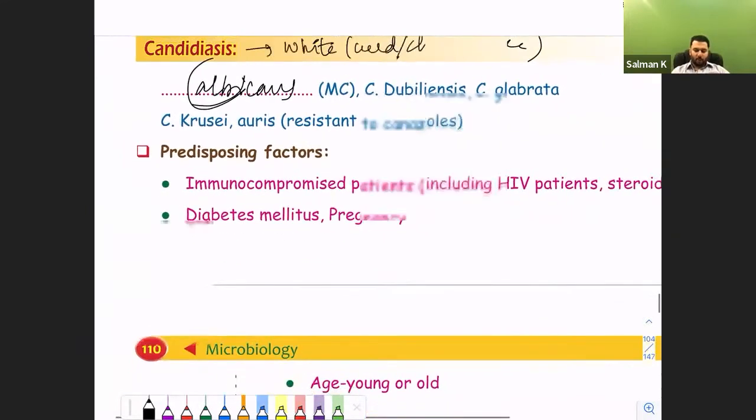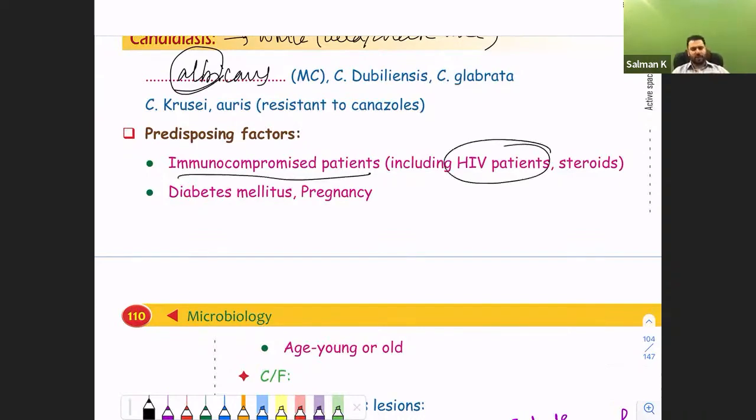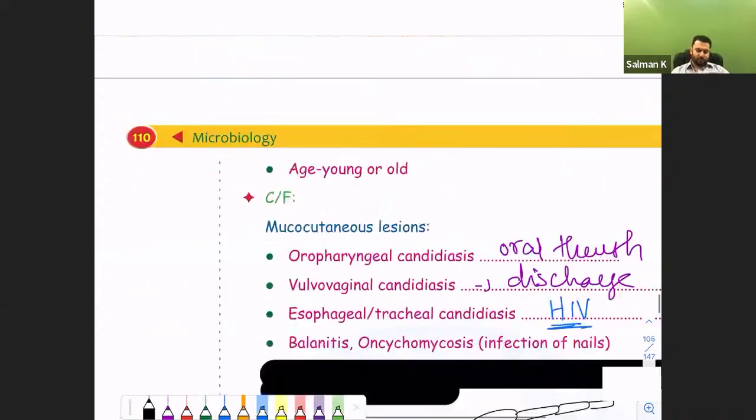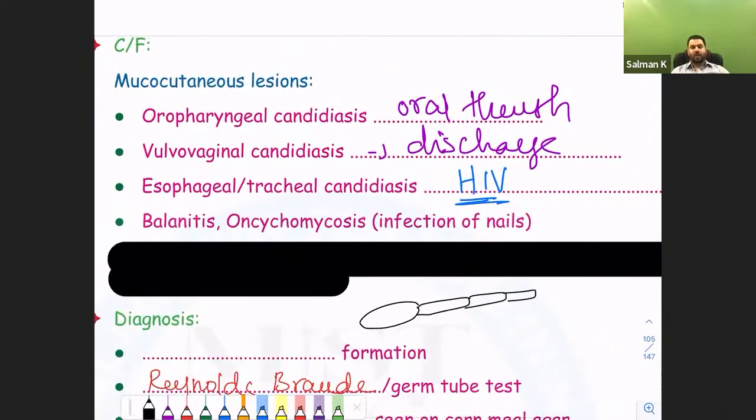Since we are talking opportunistic, now you will definitely have to learn some situations when these infections can come. General things. It's not very complicated that you have to memorize. Immunocompromised patients, like natural disease HIV or by using drugs called steroids. Main things. Now, please pay attention. Mucocutaneous lesions of Candida are super high yield.